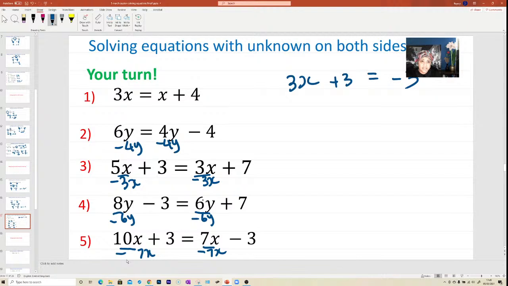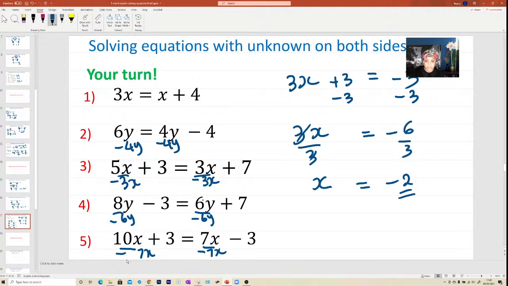Now we need to get rid of this 3, which is a positive 3, so take away 3 on both sides, okay? So 3x plus 3 minus 3 is 0. Equal to negative 3, take away 3. That's going to be negative 6. Now we need to divide by 3 both sides. 3 divided by 3 is 1. So we got x equals negative 6 divided by 3, which is negative 2. Alright, so we're done with those ones.